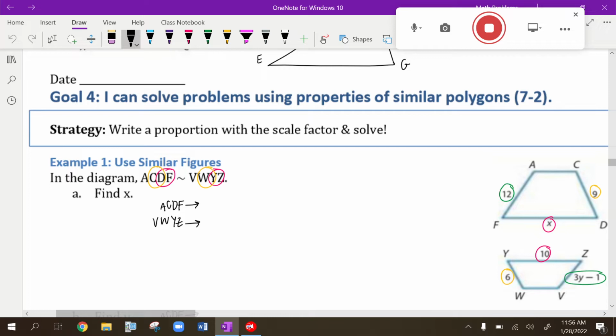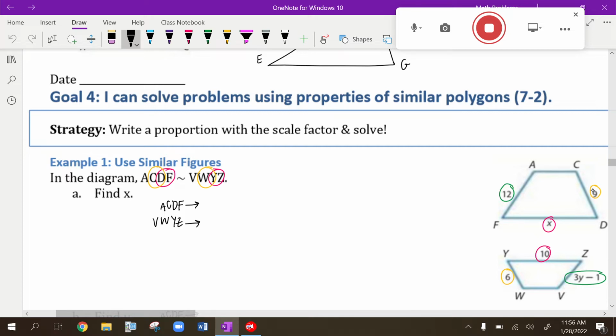For example, let's look at this one first. It says in the diagram, ACDF is similar to VWYZ. Now on this one, the similarity statement tells you what is corresponding, just like it always has with congruent statements. It's the same idea. So since DF and YZ are both the last letters, we know DF and YZ are corresponding. So I went ahead and circled them in the same color. This might help you to keep track of your sides.